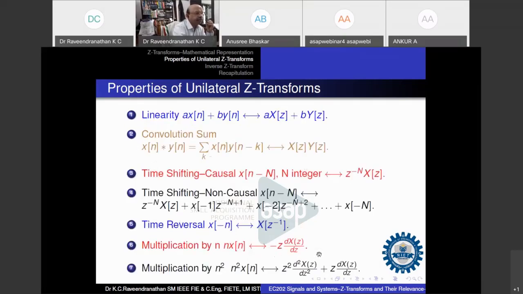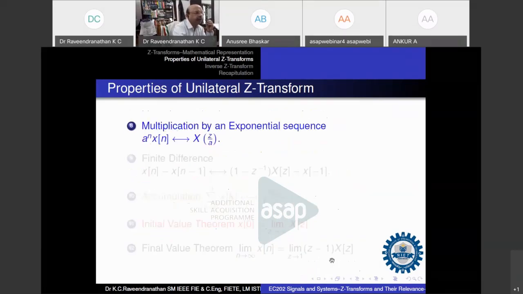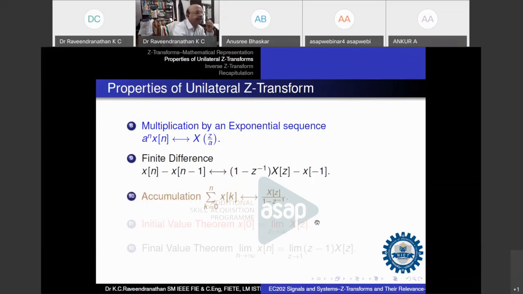Multiplying by n square, similarly we have another expression. Then multiplication by an exponential sequence, you get this. Then finite duration difference. So if you have x of n and x of n minus 1, you get this expression as the finite difference. Then accumulation, you get this expression, initial value. So the initial value of x of n tending to 0 will be obtained by taking the limit z tending to infinity of x of z.